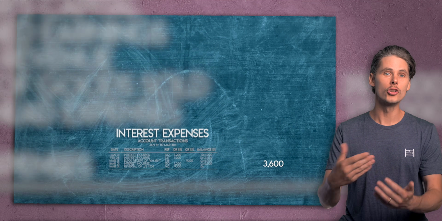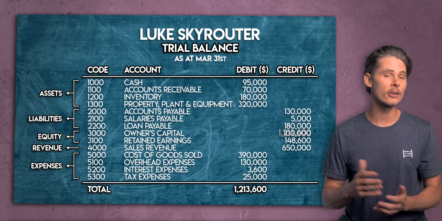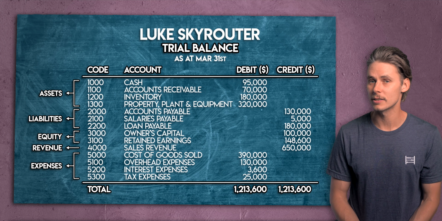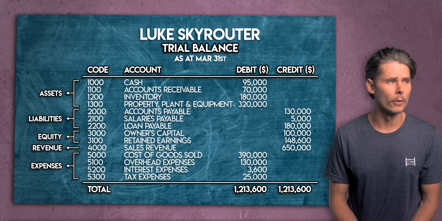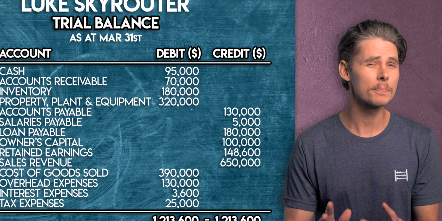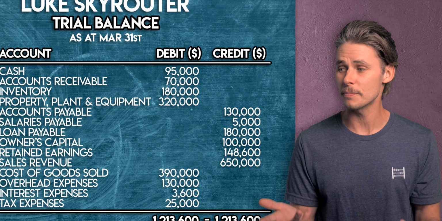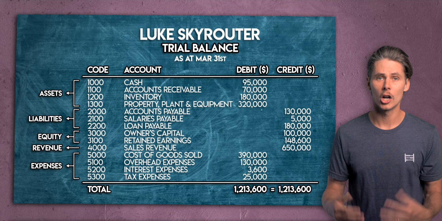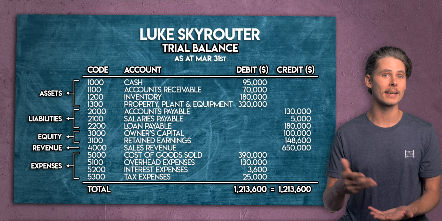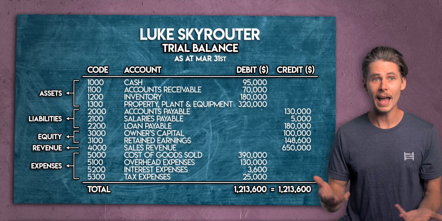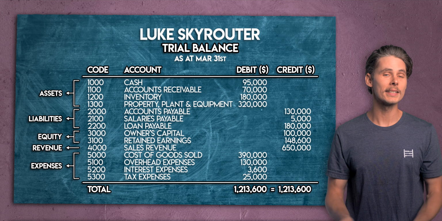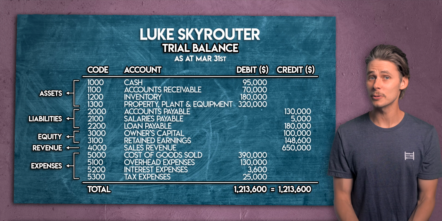And when we run a new trial balance, the total debits and credits are now both $1,213,600. Phew! The trial balance is balanced. One last thing to remember, just because a trial balance balances, it doesn't mean that everything is correct. A trial balance won't catch things like missing transactions or incorrect account classifications, or errors where the debits and credits still balance. Spotting those is down to you, the accountant.